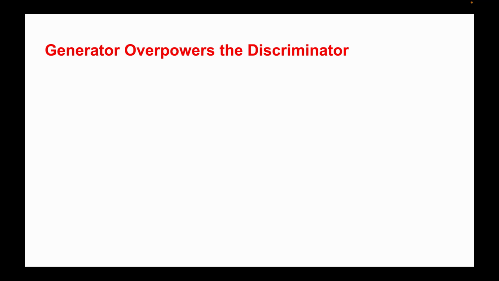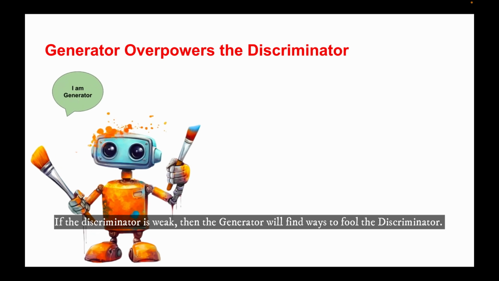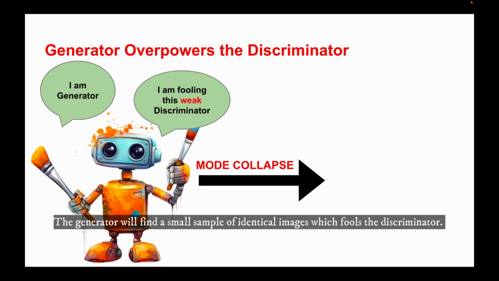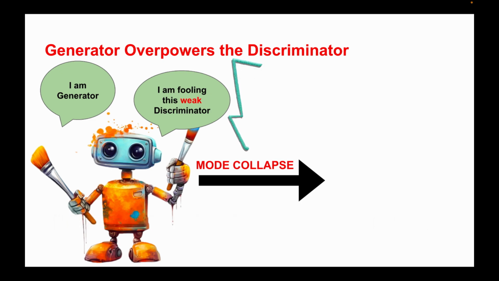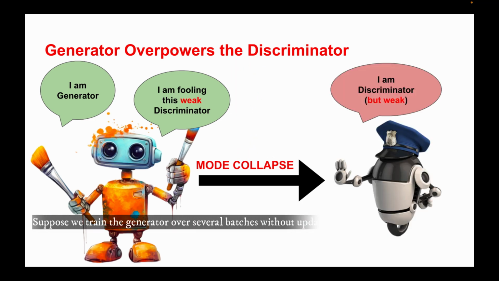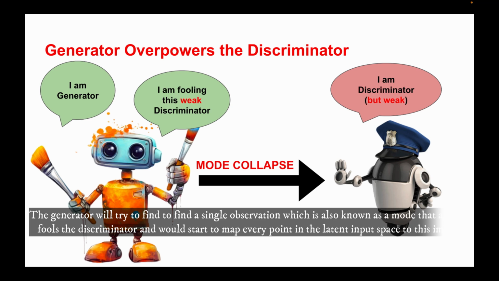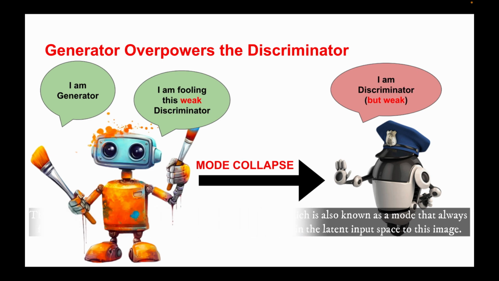The next challenge, or the second major challenge, is that the generator overpowers the discriminator. If the discriminator is weak, then the generator will find ways to fool the discriminator. The generator will find a small sample of identical images which fools the discriminator, and this condition is called mode collapse. For example, suppose we train the generator over several batches but without updating the discriminator in between. In this case, the generator will try to find this single observation, which is also called a mode, that always fools the discriminator and will start to map every point in the latent input space to this particular image or mode.